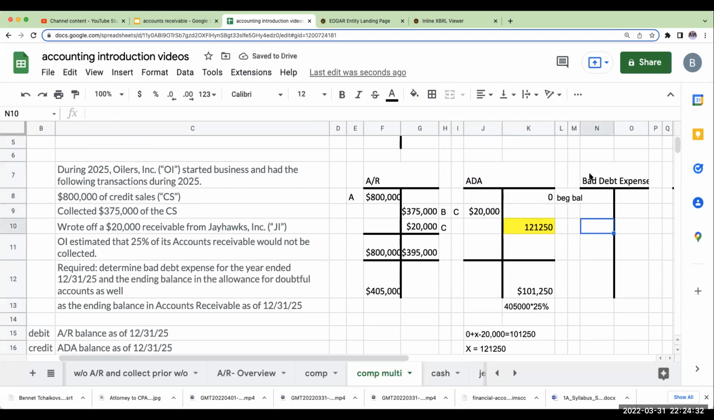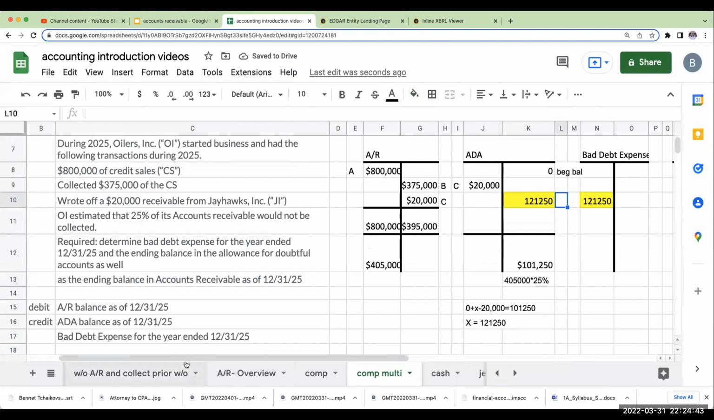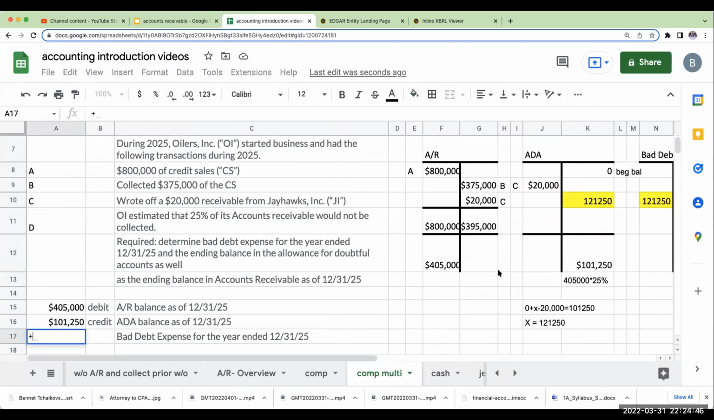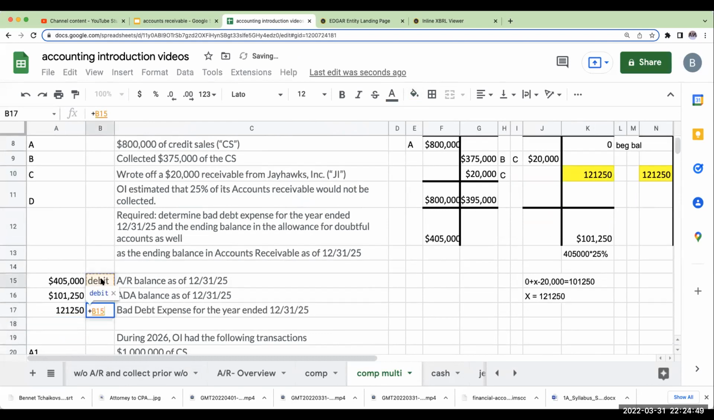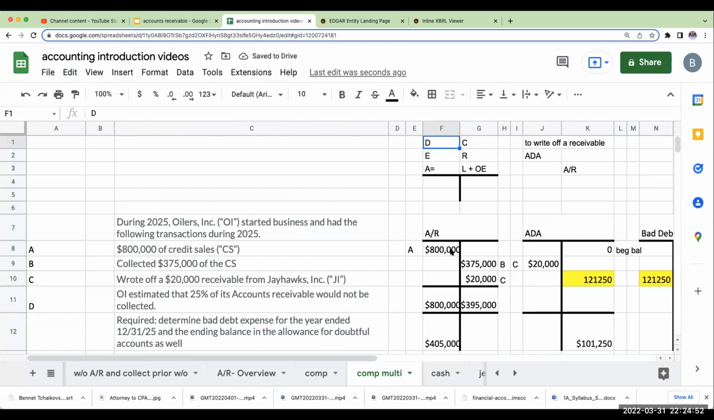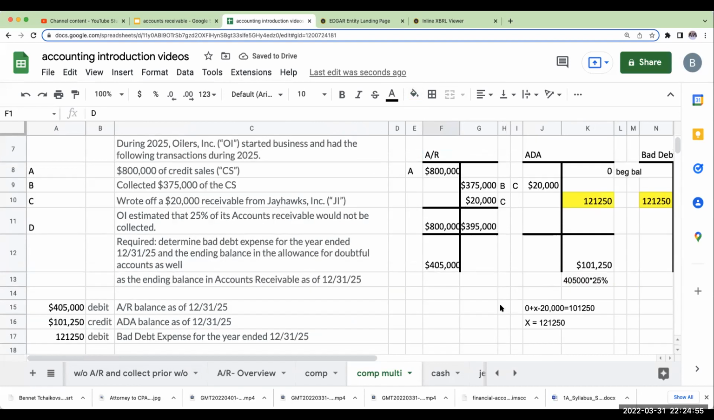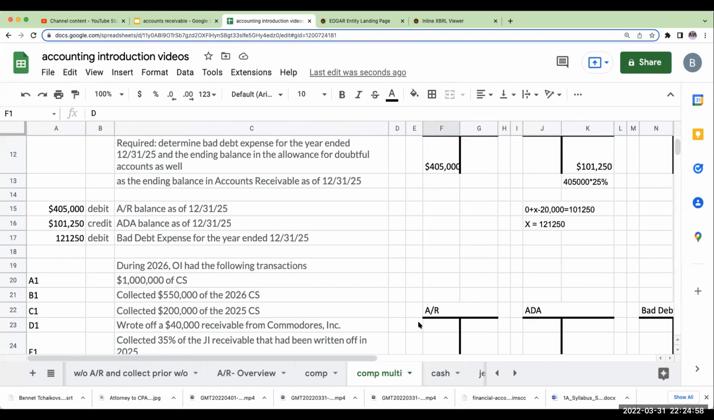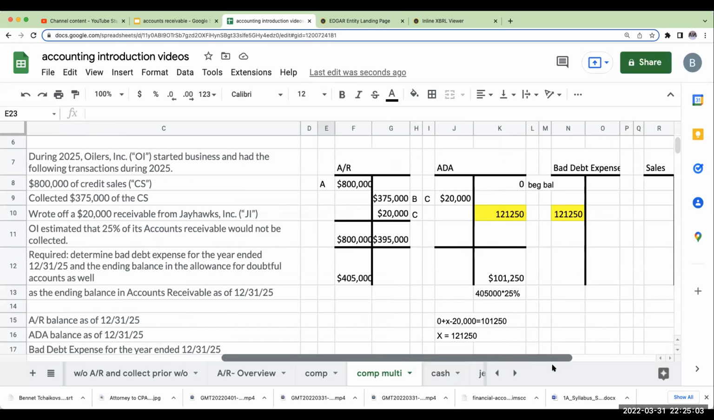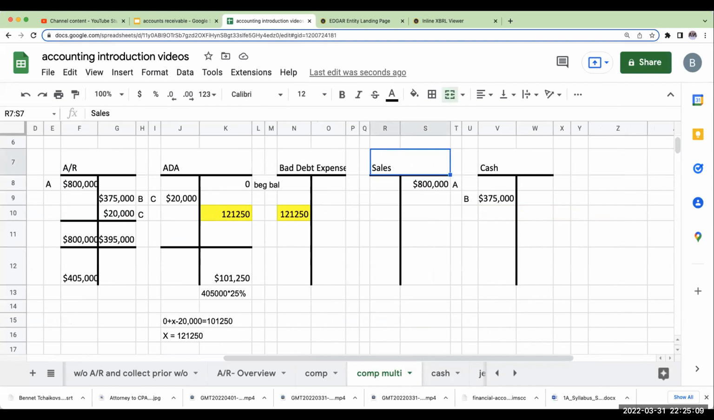So I'm going to credit the allowance for doubtful accounts. I'm going to go ahead and debit bad debt expense over here for 121,250. And that would be my balancing entry. So my bad debt expense is going to be 121,250 as a debit. Remember, we record expenses with a debit. So that's for 2025. The reason why I like writing this kind of problem is what happens to these different accounts. Bad debt expense and sales, these are both on the income statement, so they are going to be closed out to retained earnings.